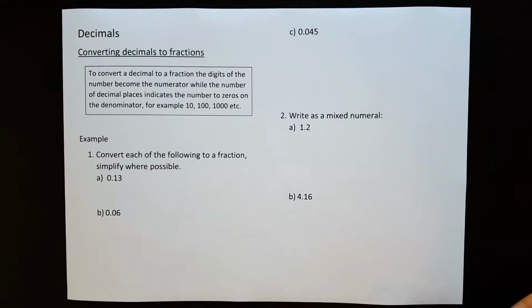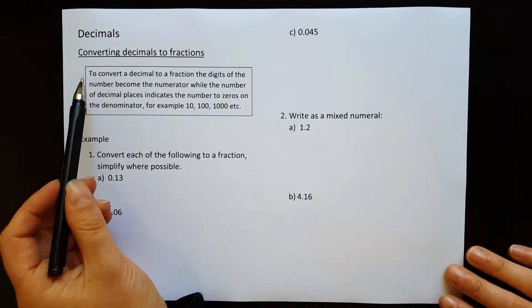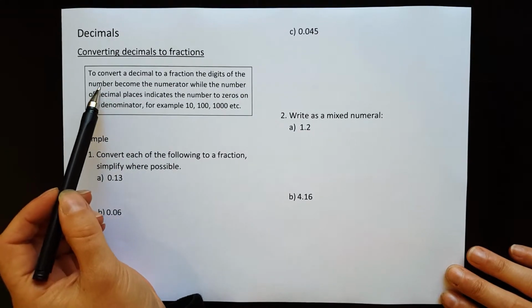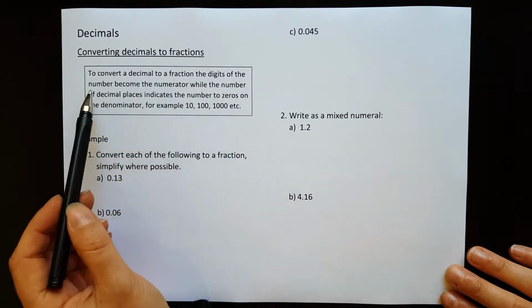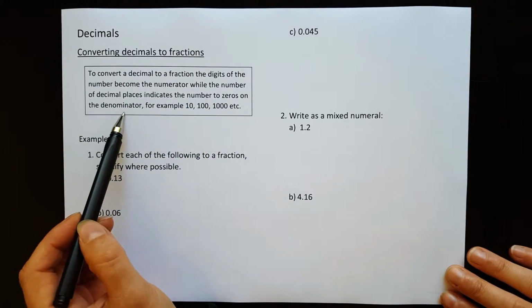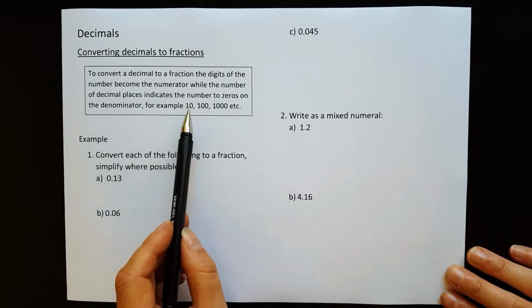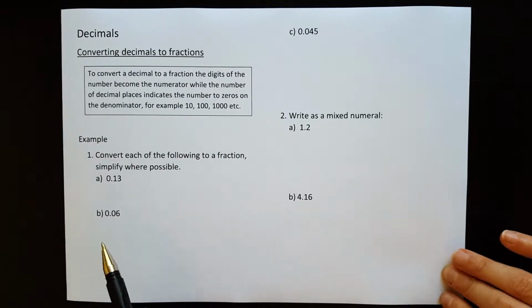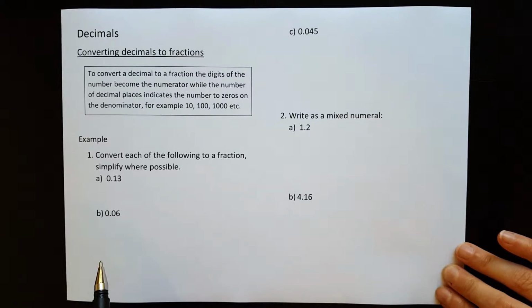Today I'm doing a topic of decimals, and I'm going to show you today how to convert decimals to fractions. So in the box here I've written, to convert a decimal to a fraction, the digits of the number become the numerator, while the number of decimal places indicates the number of zeros on the denominator. So it'll be some factor of 10, 100, 1,000. Okay, I'll show you what that means as we do the examples.